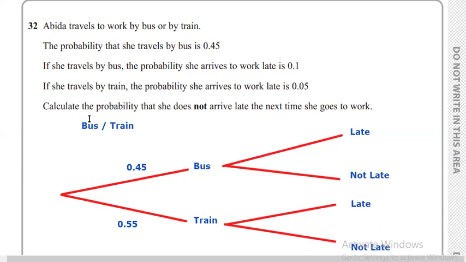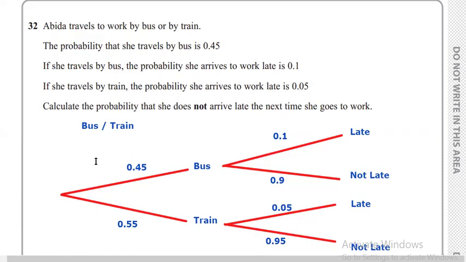Now, as we say in the question here, if she travels by bus, the probability she arrives to work late is 0.1. So this one, late, 0.1. This means not late is what? Very good. We subtract this from 1. So not late is 0.9. Good job. Same idea here with train. If she travels by train, the probability she arrives to work late is 0.05. So train late 0.05. Now we subtract this from 1, we will get not late. When we subtract it, it's going to be 0.95. And by that, we finished the tree diagram that we're going to use to answer this question.